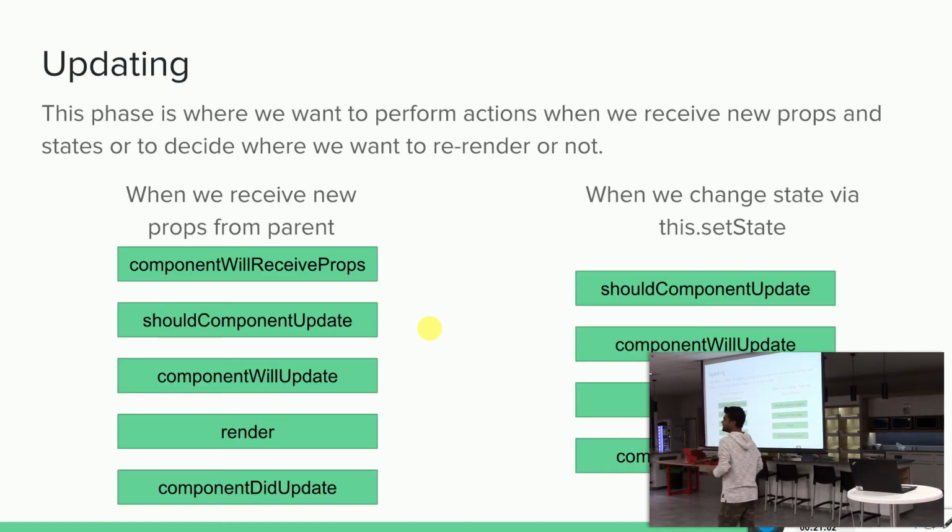Now, talking about updation, any component depends on two things, props and states. So when props is passed, the component will receive that before receiving the prop properties. Why this is important, we'll talk again. Should component update is present only in this phase. In the initialization or mounting phase, the component will mount for sure, that is the first time. But while updating, render is getting called the second time.